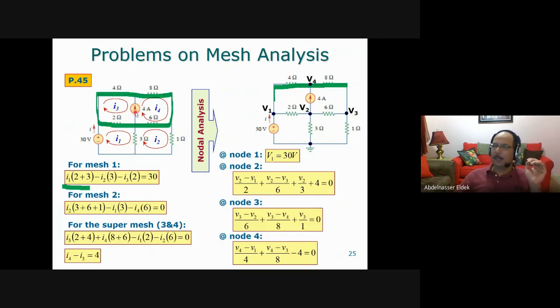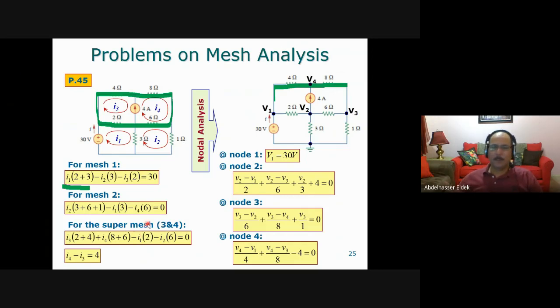Second, you remove this branch and you deal with this super mesh, which has two main currents. So it will be I3 times 4 plus 2, plus I4 times 8 plus 6. Minus the intersection: this big mesh intersects with mesh number 1 in 2, that is minus I1 times 2. And it intersects with mesh number 2 in 6, so this is minus I2 times 6. So this will be the second equation of the super mesh.